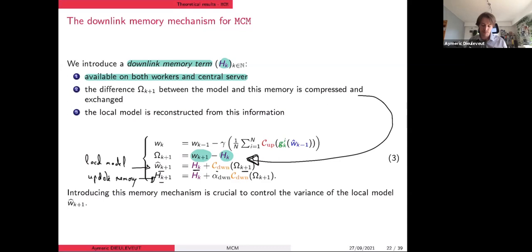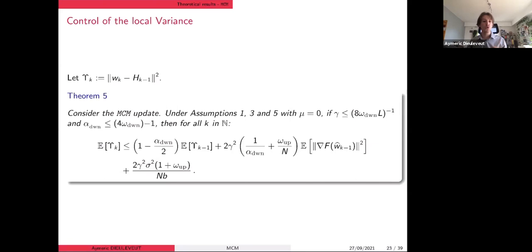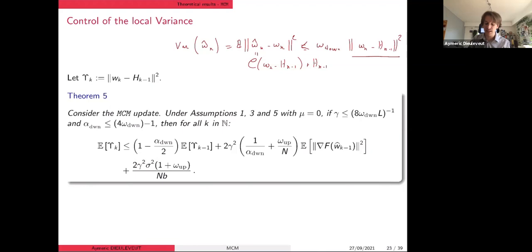And what we can do from that point is to try to control this memory and this variance. So the variance of w_k around, so the expectation of w hat_k minus w_k, can be controlled as it's the compression of this quantity, omega_k minus h_{k-1}. Basically, we recover that this is proportional to omega down times the square norm of w_k minus h_{k-1}. And this is the quantity that we're going to name epsilon_k and that we're going to try to control.